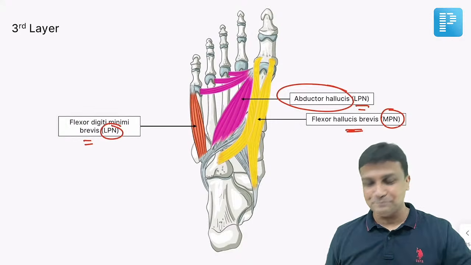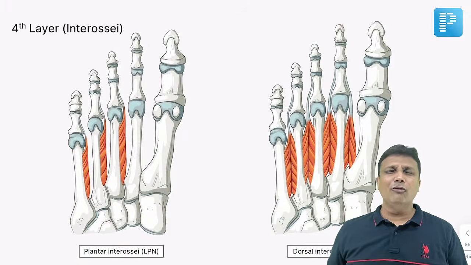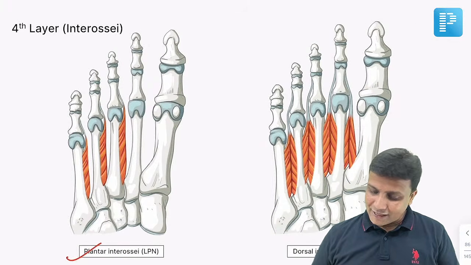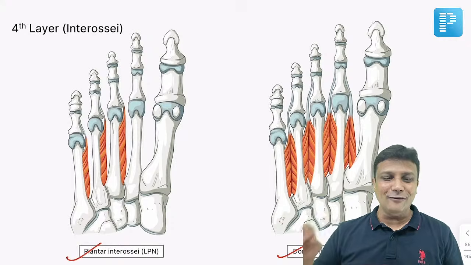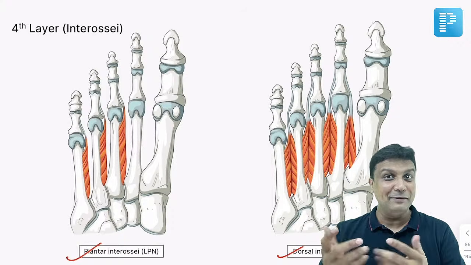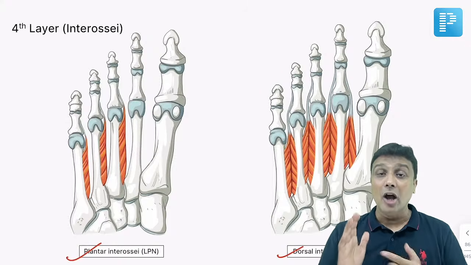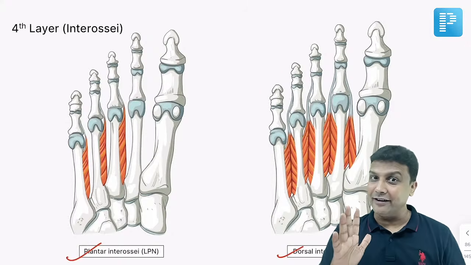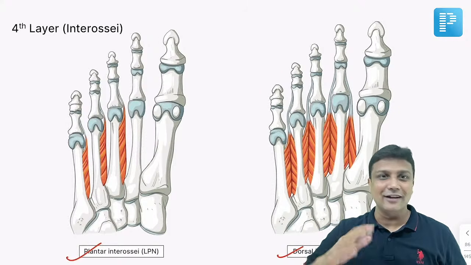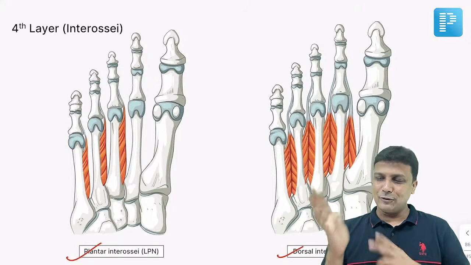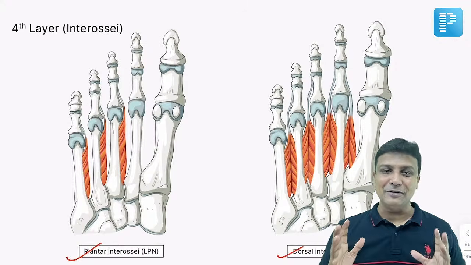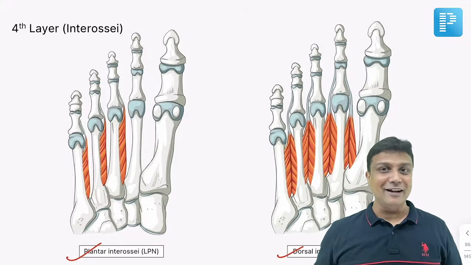Make sense? And finally, in the fourth layer, you'll be just having the, yes, interossei, the palmar interossei and the dorsal interossei. And always, always, I'll be telling in the class that all the interossei will be supplied by which nerve? Ulnar nerve. All the interossei will be supplied by ulnar nerve. So therefore, ulnar nerve is corresponding to which nerve in the foot there? Lateral plantar nerve. So therefore, just make your hand like a foot. The things will become damn easy for you, sir. Damn easy. So all of them will be supplied by lateral plantar nerve.